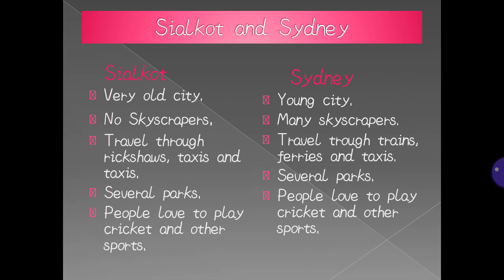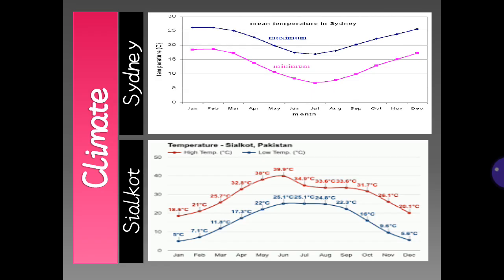People in both the cities like cricket and other sports. Traveling in both cities is also very easy through rickshaws, taxis, trains and buses. Sialkot and Sydney have different climates. Sialkot has hot and humid climate, but Sydney has warm summers and mild winters.